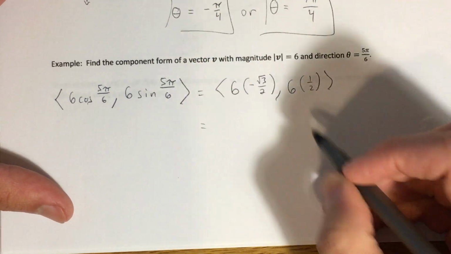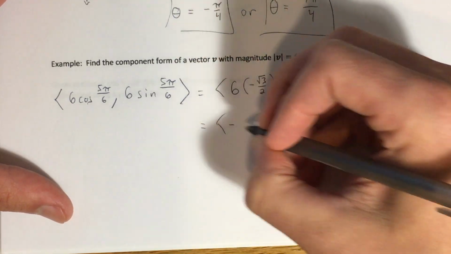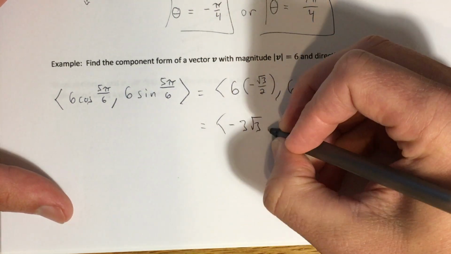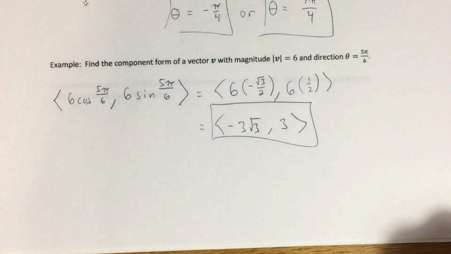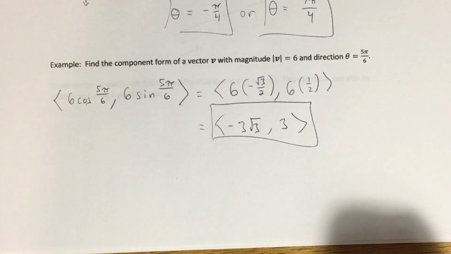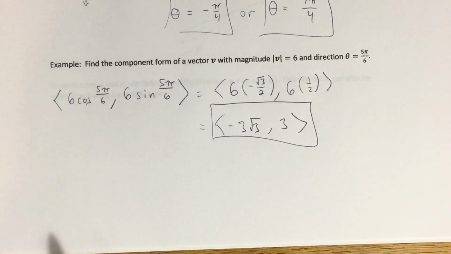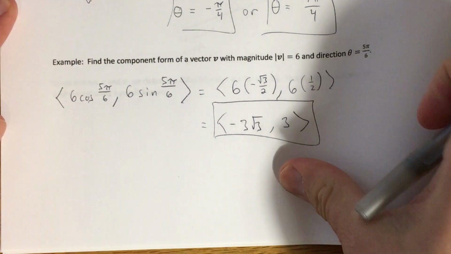This gives me, after some cancellation, negative 3 root 3, 3. That would be the component form of that vector. And all I did is I used those conversion formulas, putting them into the components right away.